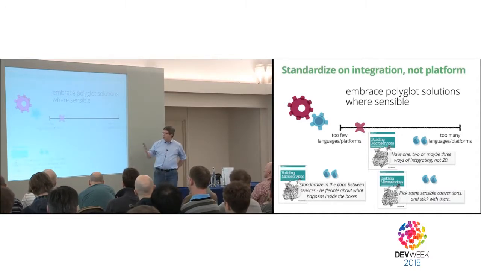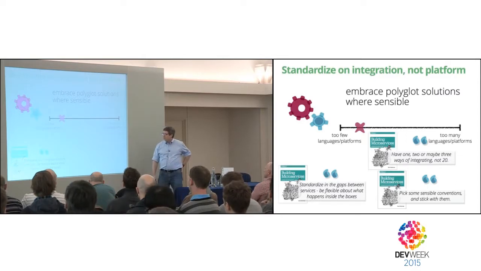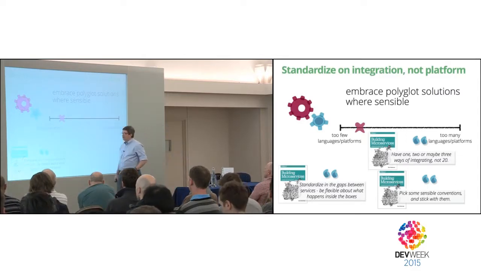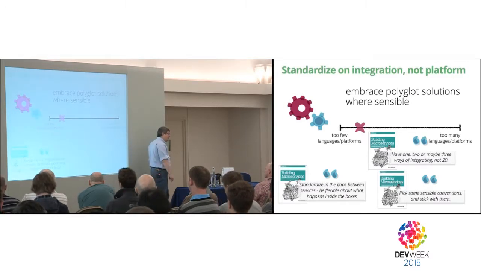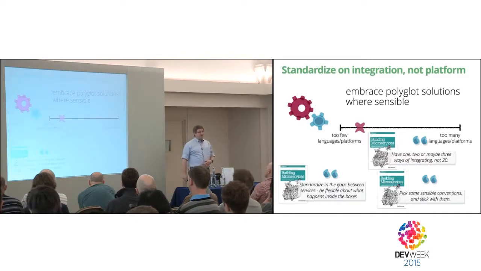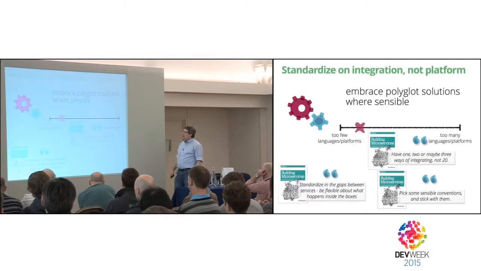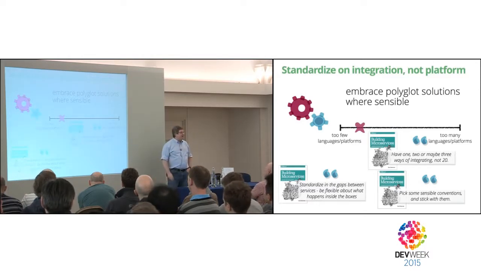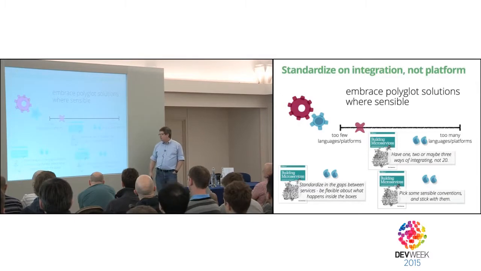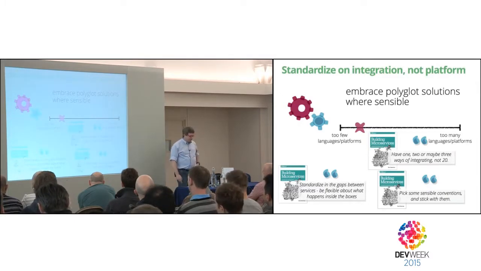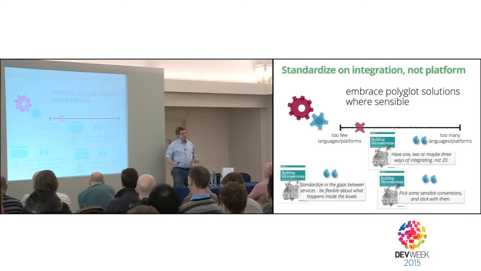My colleague Sam Newman has written a really great book at O'Reilly about microservices, and I'll give you some of his advice. One of his pieces of advice is standardize in the gaps between services and be flexible about what happens inside the boxes. So from an architectural level, pick, for example, REST level 2 or level 3 and say, okay, everybody adheres to that, then we don't really care what you implement that behavior in. Have 1, 2, or maybe 3 ways of integrating, but not 20 ways of integrating. And pick some sensible conventions and stick with them from an architectural standpoint. This is part of the enterprise or integration architect work in a microservices world, is making sure that the services can talk to one another in a reasonable way.